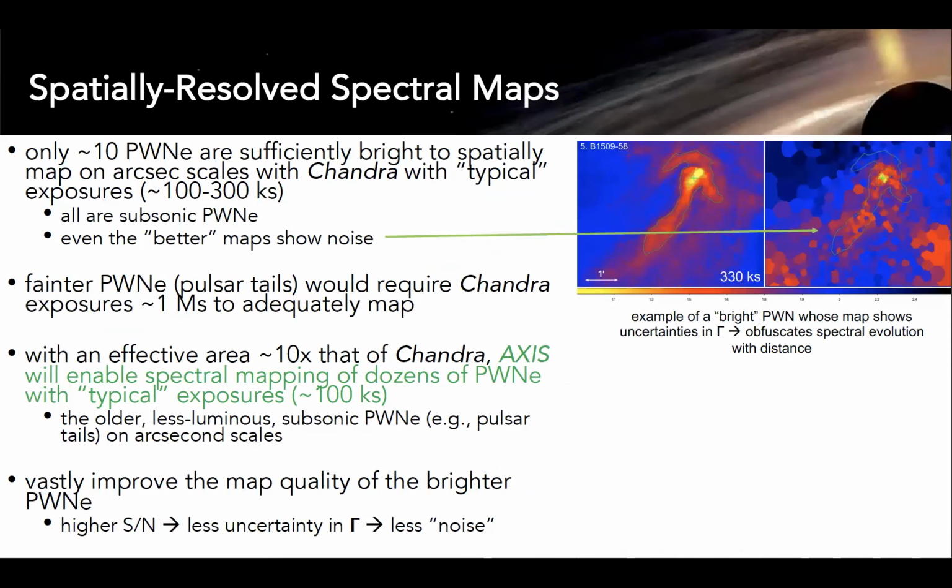However, there are only about 10 pulsar wind nebulae that are bright enough for such studies. And for the faint and older pulsar wind nebula population, it requires exposures up to 1 megasecond from Chandra for such a study. And with AXIS's 10 times better effective area, we will be able to triple the sample of such mappable pulsar wind nebulae with typical exposures of about 100 kiloseconds.